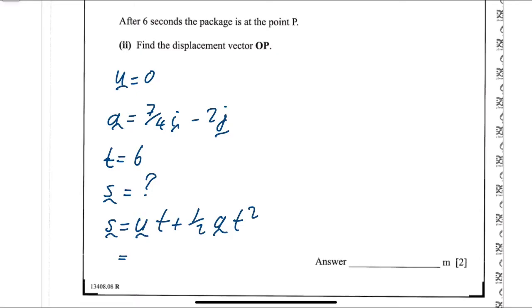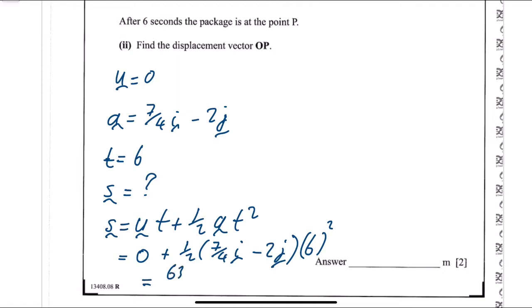ut is going to be 0 times anything, it's just going to be 0. And then a half times my a, what was my a? 7 over 4 i minus 2j, and the t squared, we'll just write that as 6 squared, and if you did that out, it works out as 63 over 2 i minus 36j. So we'll just write that in here, 63 over 2 i minus 36j.